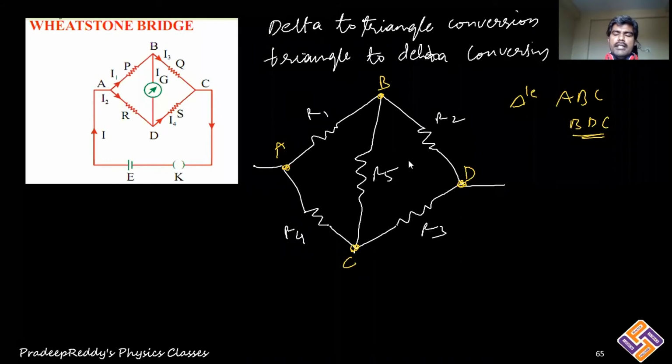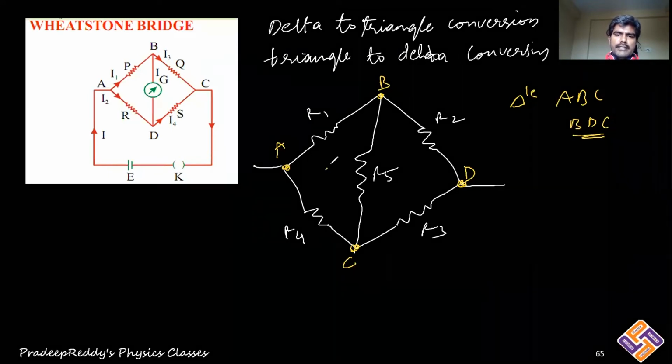So whenever an unbalanced bridge is given to you, in such cases you will be using this kind of star to delta or delta to star conversion. This is what I have written here, delta to triangle or triangle to delta. So don't worry about it. What you do is you just convert this to three resistors like this. You can replace R1, R5, R4 with these three resistors.